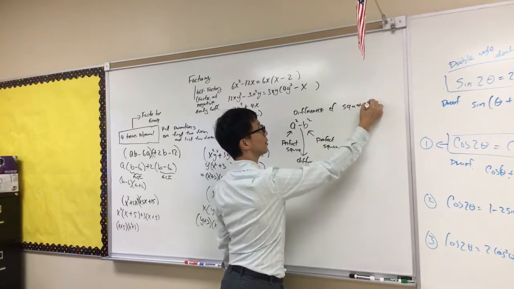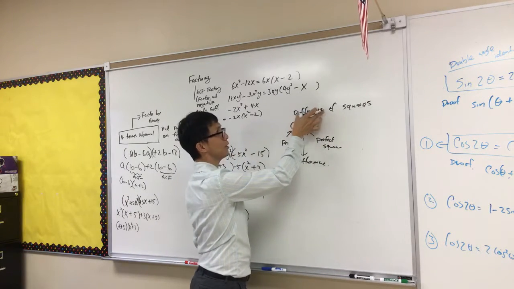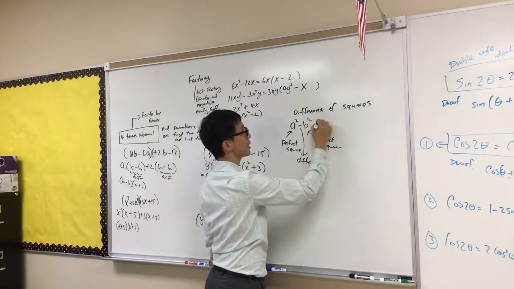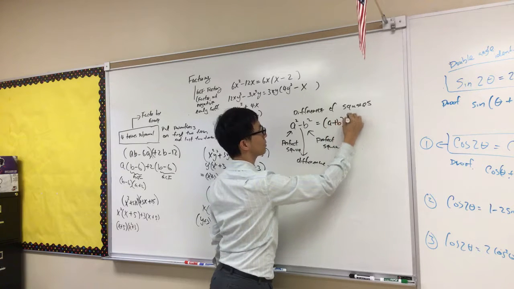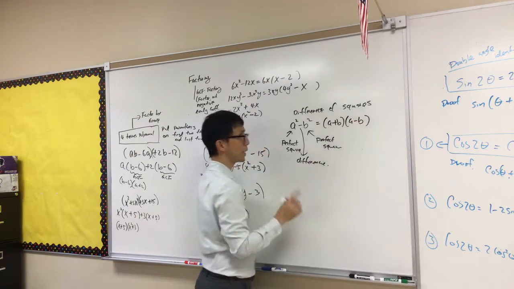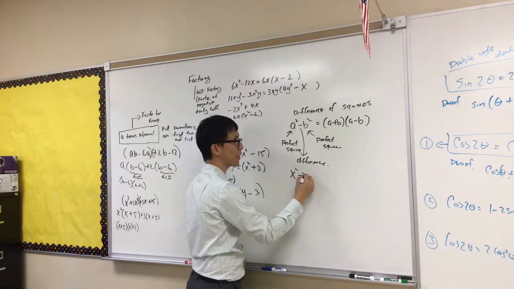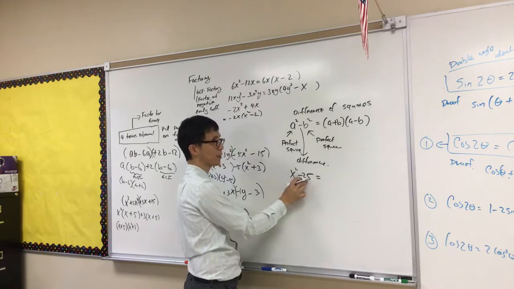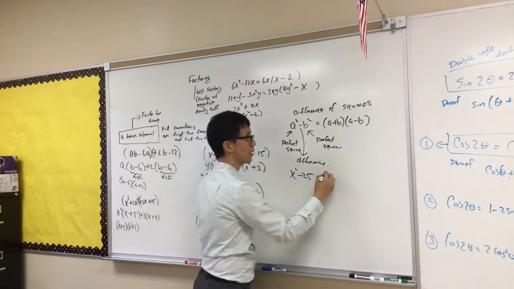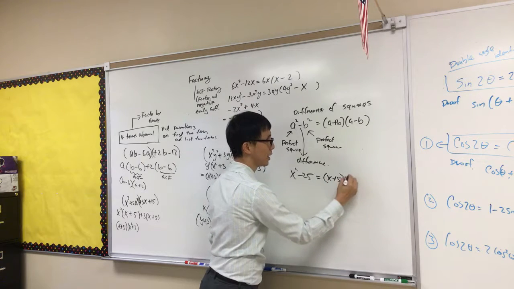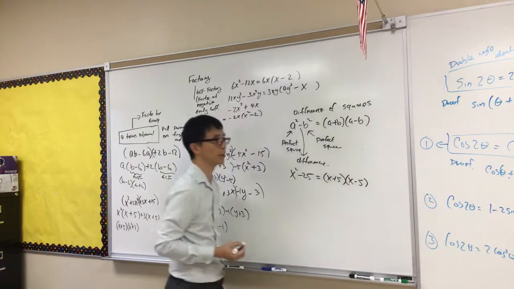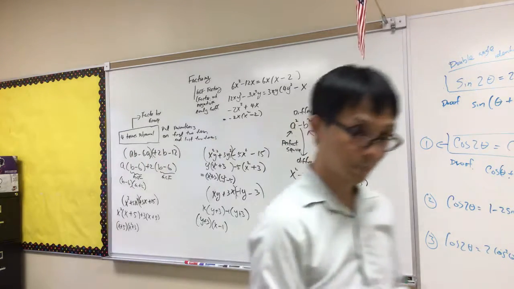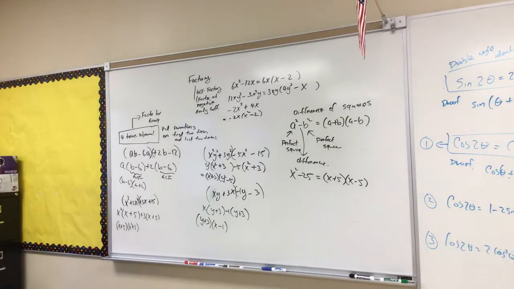So a difference, which is a minus sign, of perfect squares is equal to a plus b times a minus b. Let's go through one example, x squared minus 25. The easy one is this: this is a perfect square, this is a perfect square, and you just take the square root of both. It's going to be x plus 5 times x minus 5. We're going to go through more detail tomorrow. You got homework, right? You got your homework, yeah.